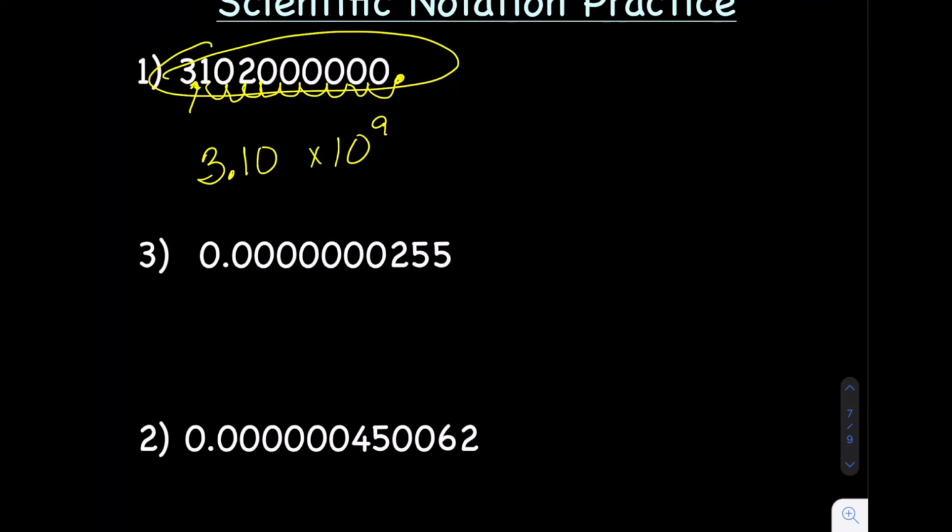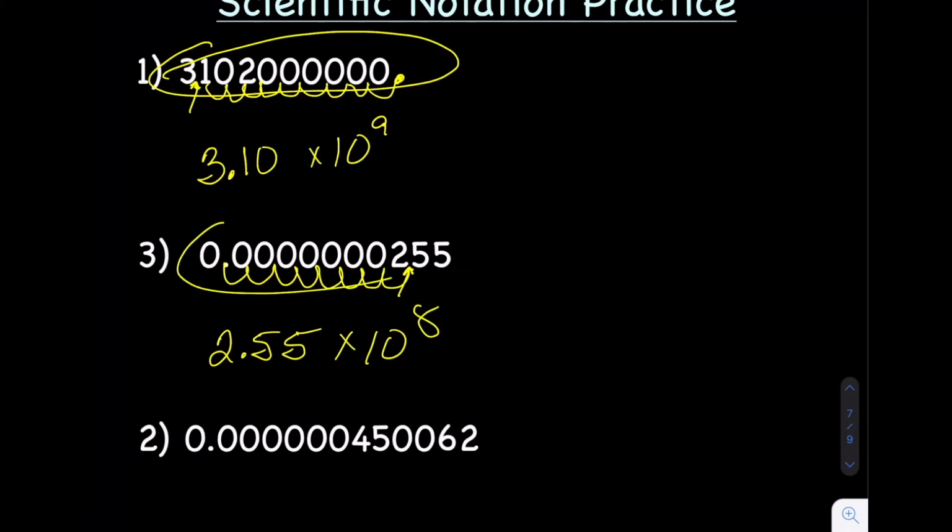We want one non-zero digit before the decimal, which means we're going to put it right there. So we want our number to be 2.55. Move the decimal. Let's see. We had to move it 1, 2, 3, 4, 5, 6, 7, 8 times. Our original number here is less than 1. It's a small number. Small numbers have a negative exponent.